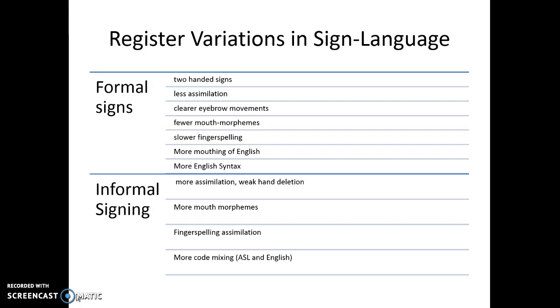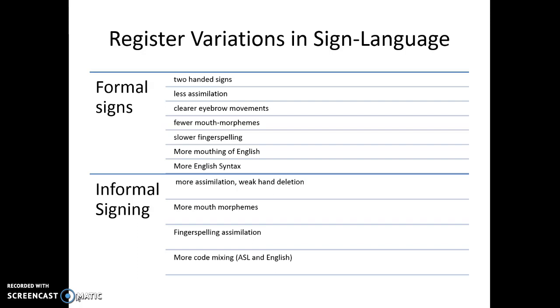In general, formal signs are often two-handed signs, if there's an option between a two-handed and a one-handed variety. Generally, with formal signing, there's less assimilation and clearer eyebrow movement to mark sentence types. On the other hand, there are fewer mouth morphemes that are used. So if there's an option of using a mouth morpheme to modify a verb, as opposed to just simply signing the adverb, in formal signing you'll often sign the adverb rather than use the mouth morpheme.